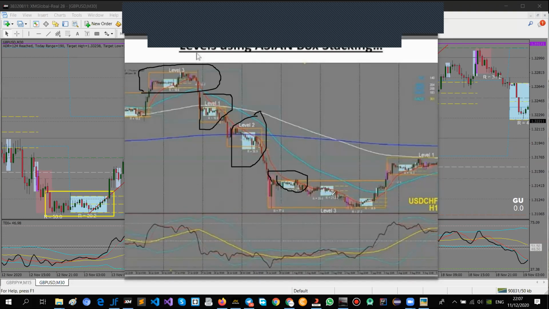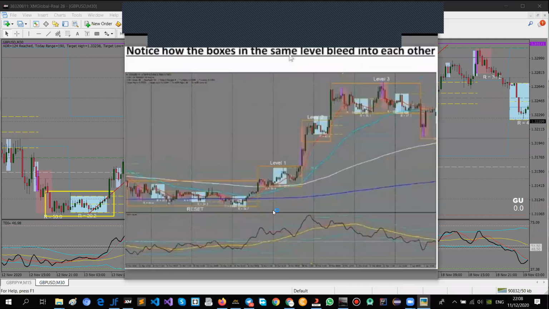So we don't need to be confused by these other Asian boxes that we are saying are in the same level, because we can see that this is clearly consolidation. They are all on the same level of consolidation. So these are all just three levels, for they all share the same level. So that's Asian box stacking for you guys. That's the third method of counting levels. It's really simple, guys. It's really simple, easy.